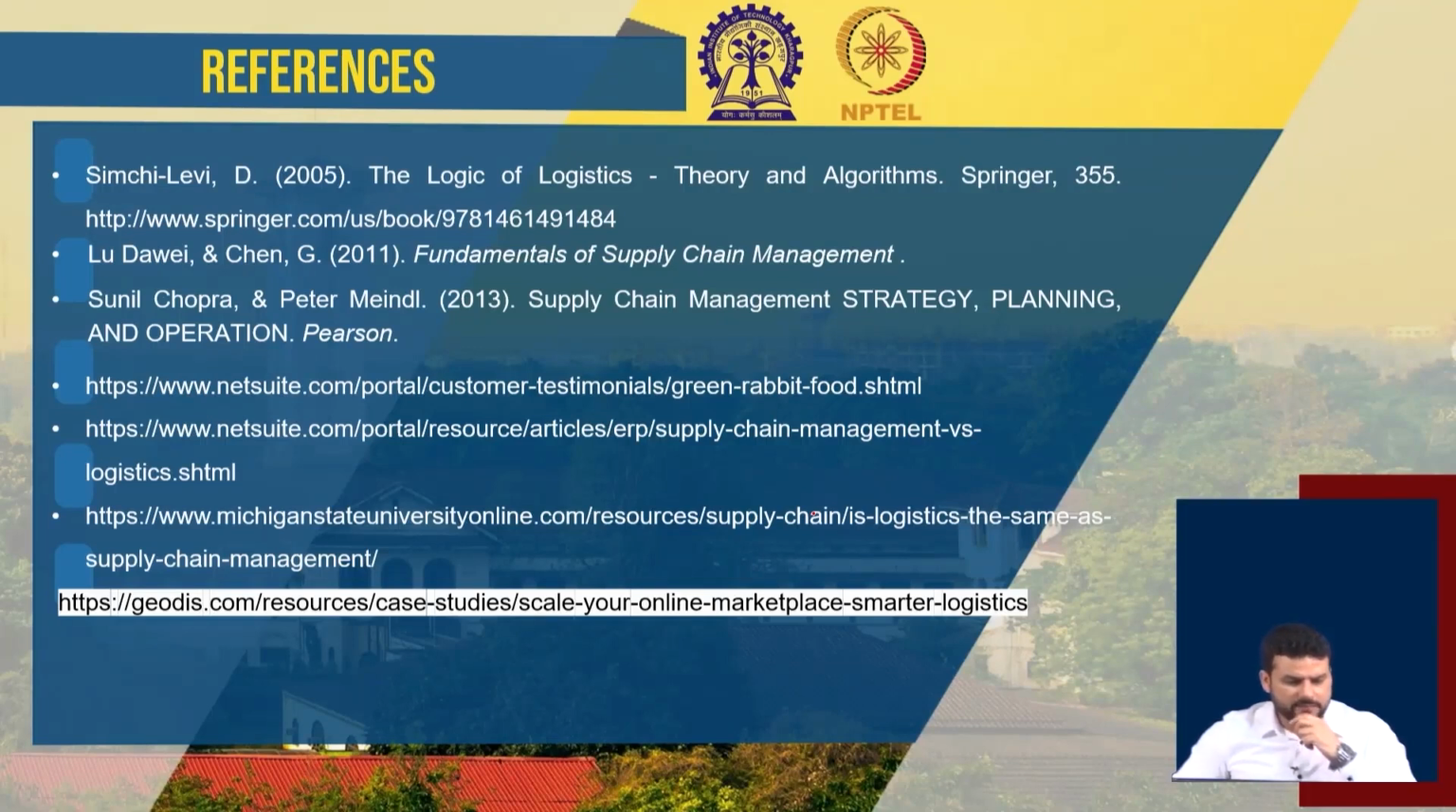So these are some references and books. Simchi-Levi is one very good source you can refer to for further reading, and then Wei and Chen, Fundamentals of Supply Chain Management. Sunil Chopra and Peter Meindl is again on supply chain management: strategy, planning and operation. So these are some of the references you can go through.